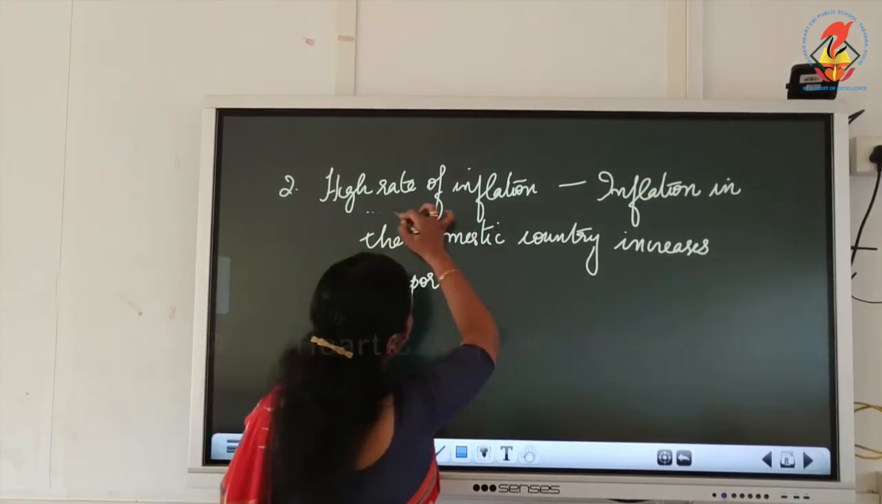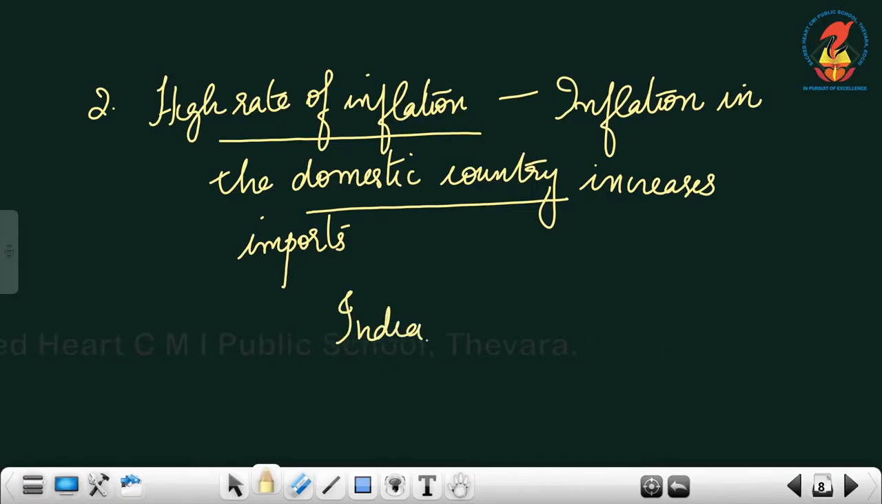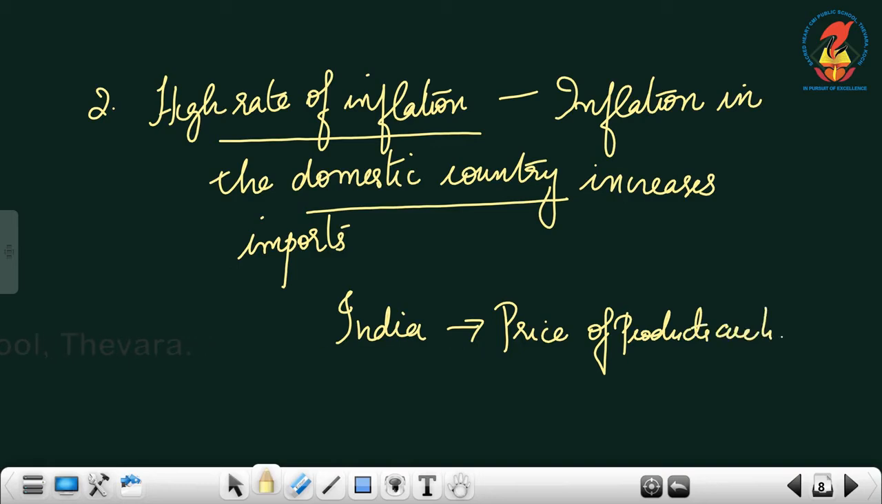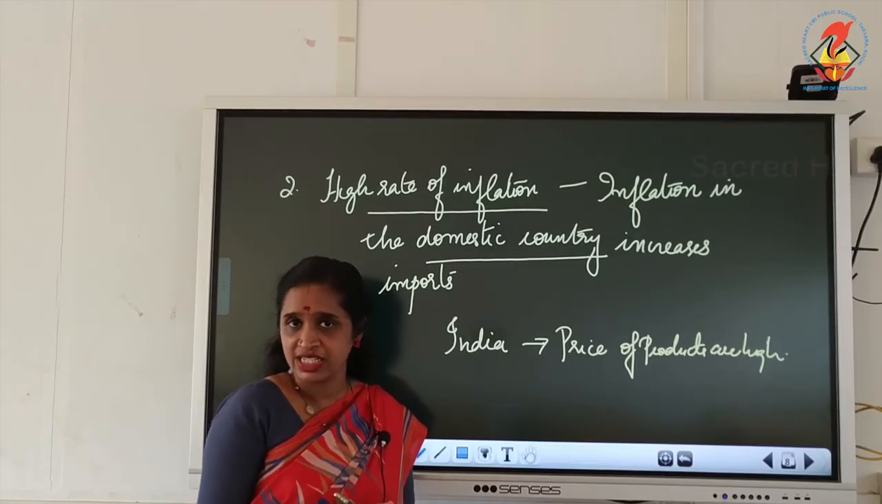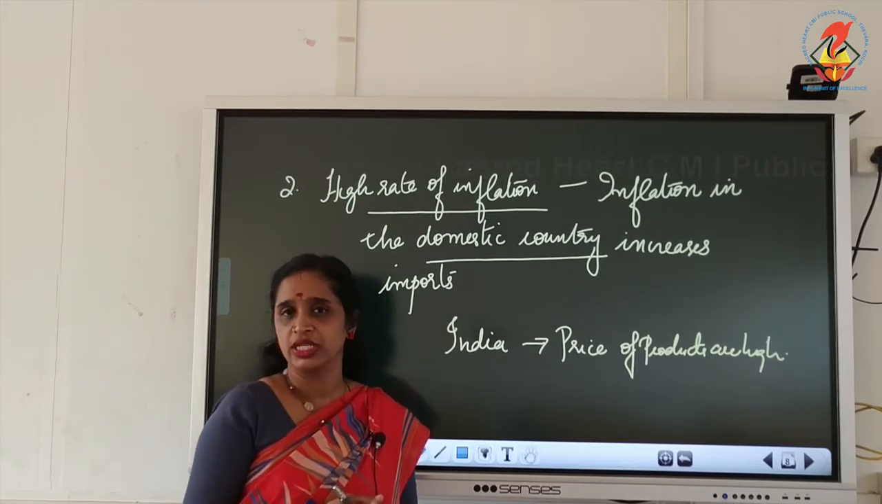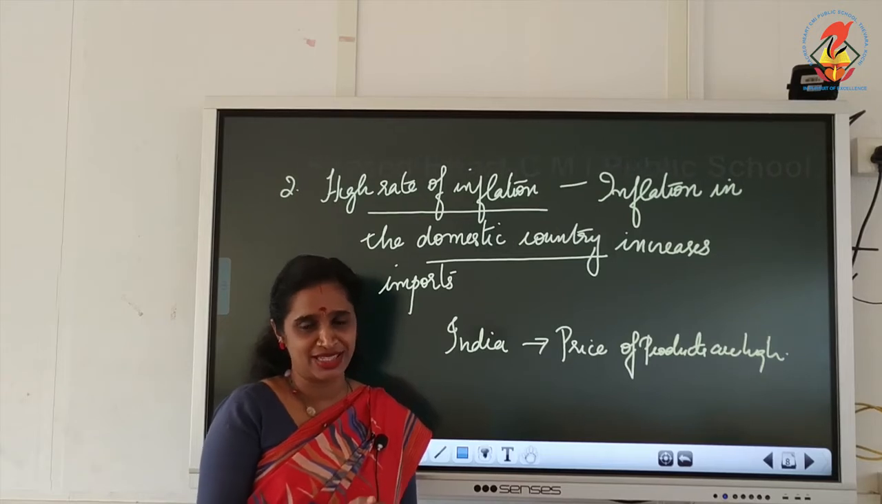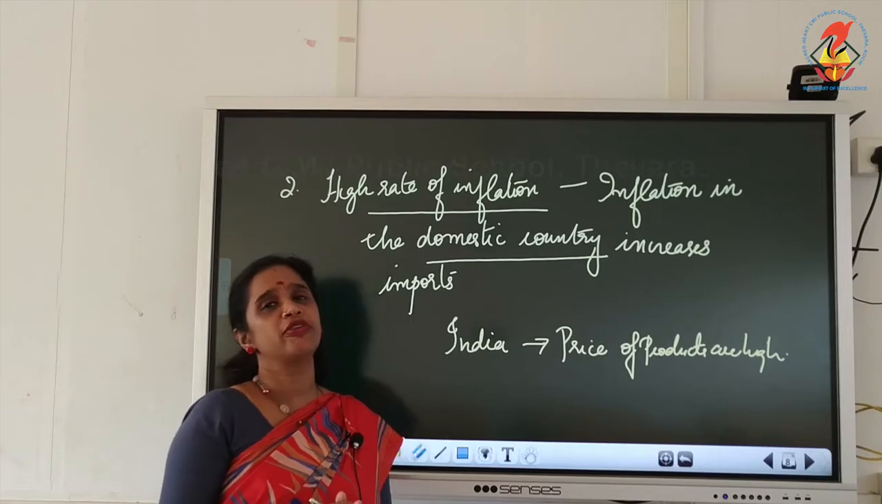Now, if there is inflation in the domestic country, for example, we will consider India. In India, the prices of the products are high. Means what? People cannot afford the price of certain goods in India. Therefore, definitely the people will be attracted towards the products coming from outside, for example, China-made products. So, people will be more attracted towards the products coming from outside.